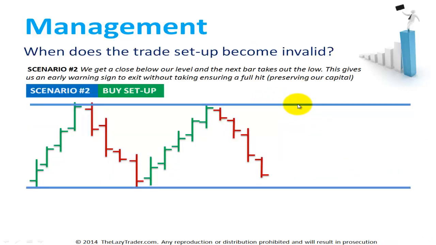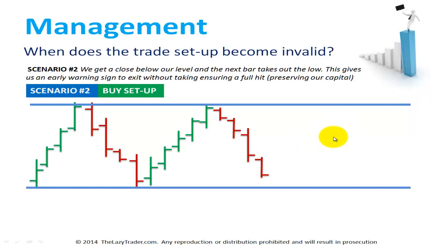However, there are ways to get out of the trade if it's not going in our favor without taking a full hit. This is important. This gives us an opportunity to preserve our capital without taking a full loss, and nobody likes to take a full loss. Remember, our first objective is to preserve capital as best we can, certainly when the trade doesn't go our way, but our second objective is to make money.